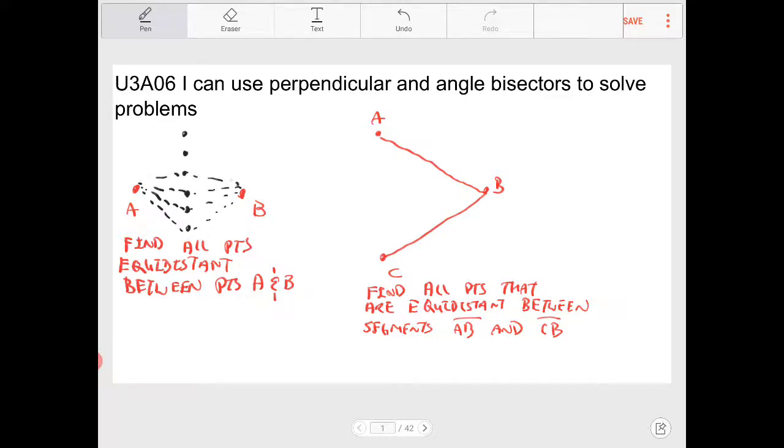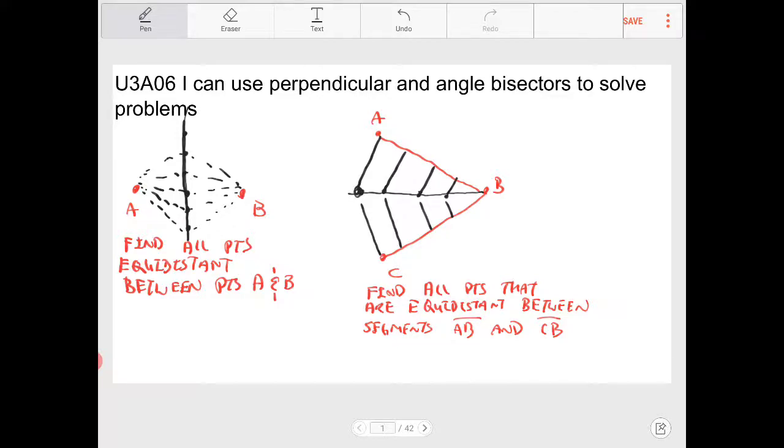They're going to be the same distance. So all of these points that are on that line are going to be equidistant between points A and B. Similarly, if I want to find all the points that are equidistant between segments AB, that means this length right here has to be that same distance away. This is going to be the same length away, and this is going to be the same length away, and so on and so forth. What is this going to turn out to be? It's again a straight line.